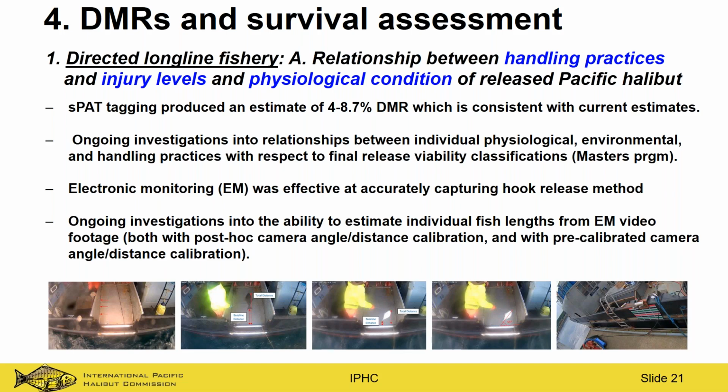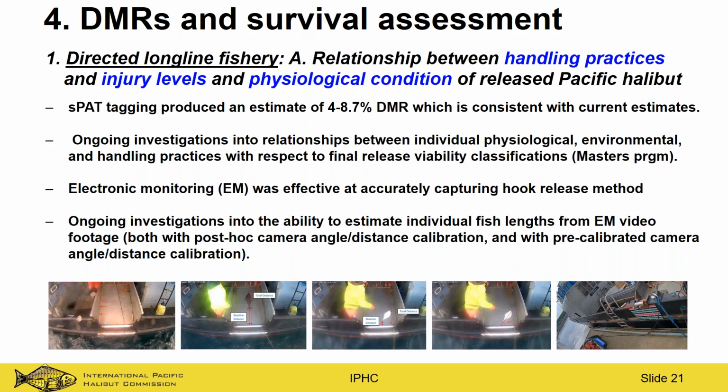We currently have a paper in draft form, primary author being Dr. Lohr, that looks at the production of a new estimate of anywhere between 4 to 8.7% DMR on these longline fish, which is consistent with our current estimates. We continue to do investigations into the relationships between the individual physiological markers, stress markers, environmental conditions, and the handling practices in relation to how those kind of map out to the release viability classifications.